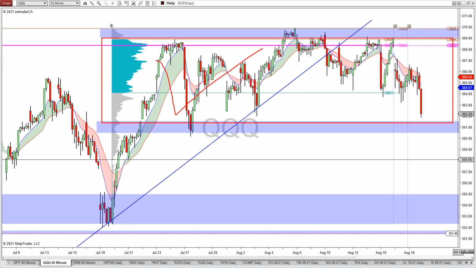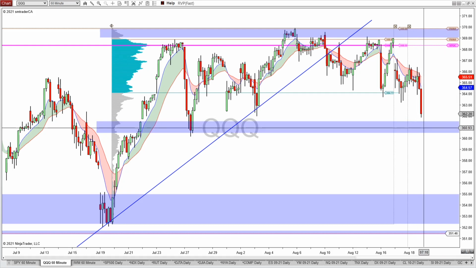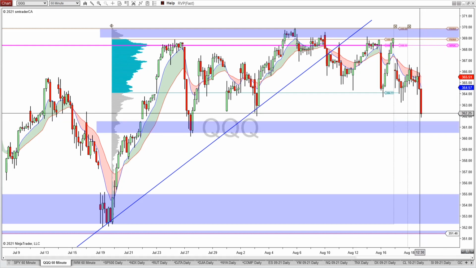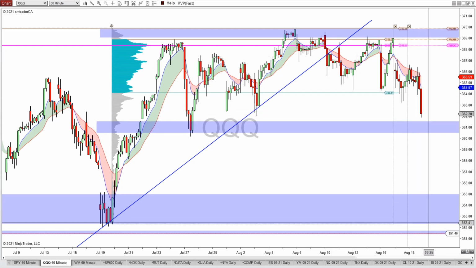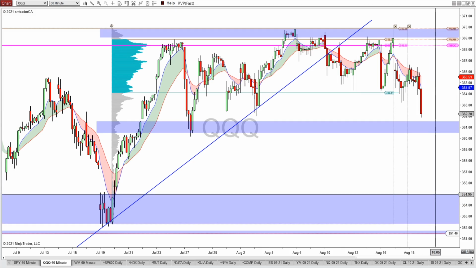And here, looking at the QQQ, the ETF for the Nasdaq 100, remember we're looking at this particular balance area. Right now it seems like this is coming down here, so keep an eye on this level, the 361.50 area, to see whether we get a bounce inside of this zone. If it doesn't bounce, then we're essentially looking for this zone down here at 355.